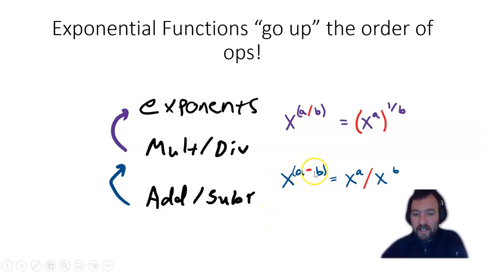So if I have x to the a minus b inside my exponent, notice it goes up the order of operations and becomes x to the a divided by x to the b. My subtraction turned into a division, as if by magic. Okay, and if I put a division into the exponent, x to the a over b, I get another exponent. I go up again, one level, right? So x to the a raised to the, now here I have to remember my little 1 over b, like we looked at a minute ago. But anyway, that's all I got.